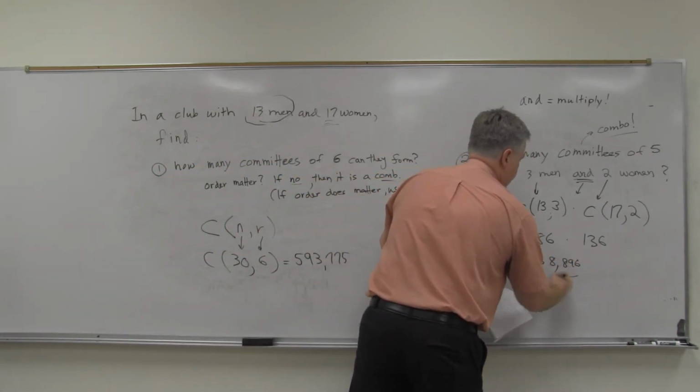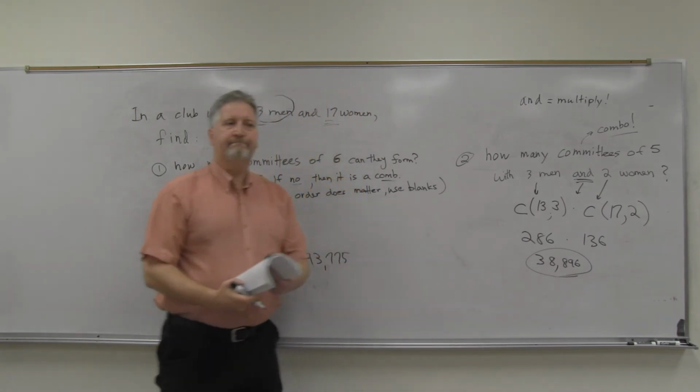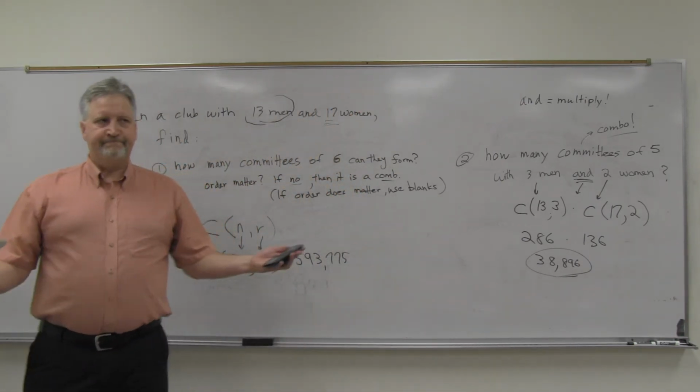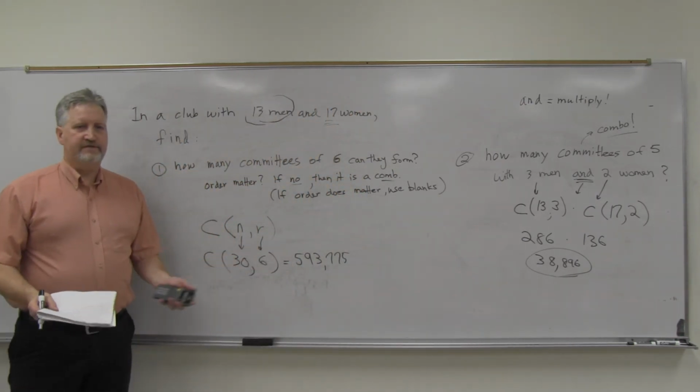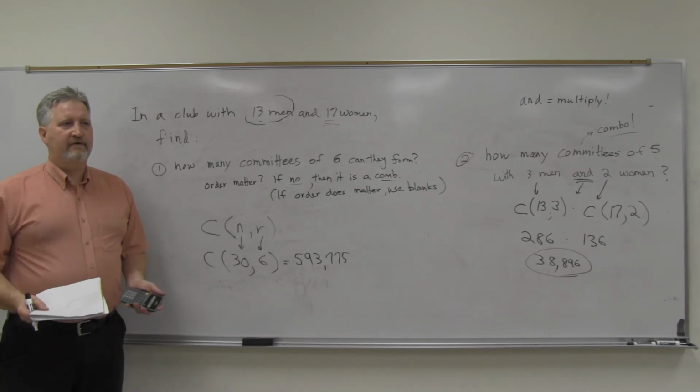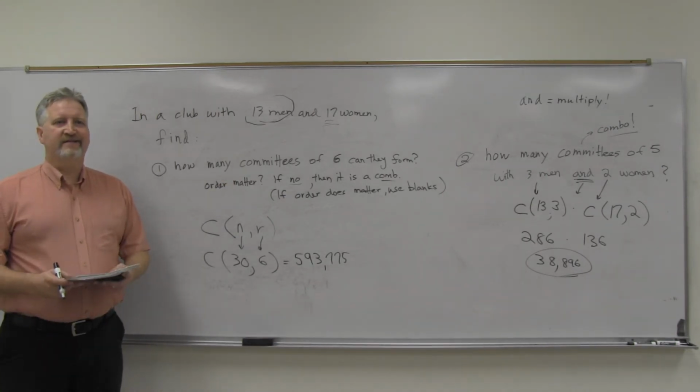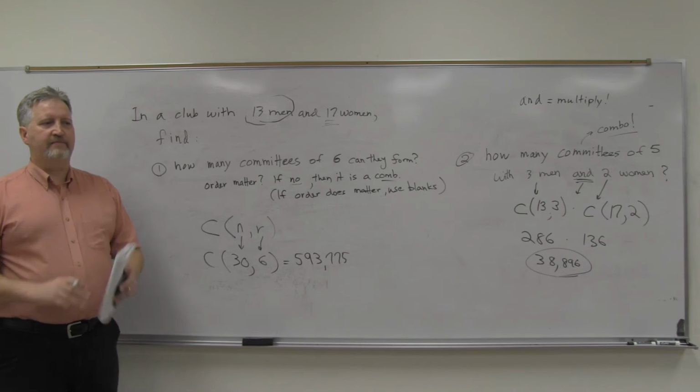38,896. Okay. All right. So order doesn't matter, you use combinations. You got a committee, that's going to be a combination. You're going to have to use combinations.